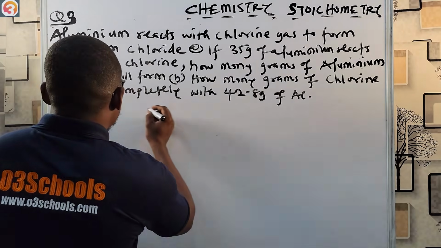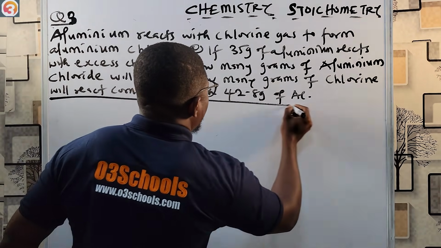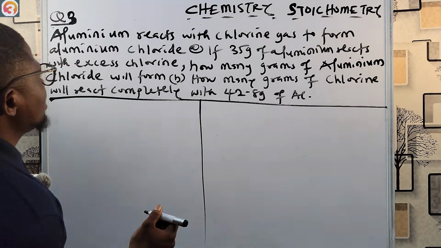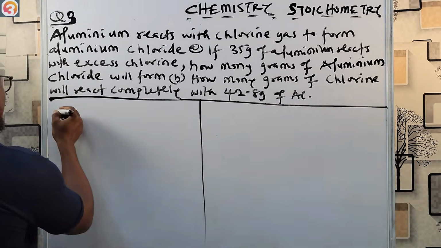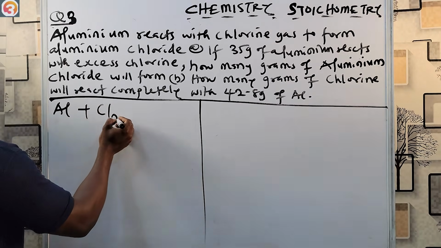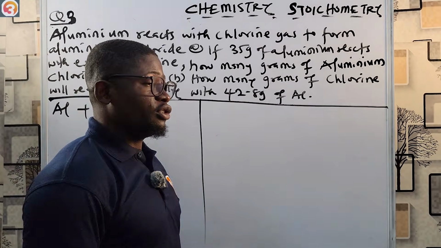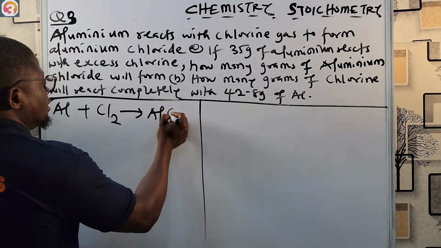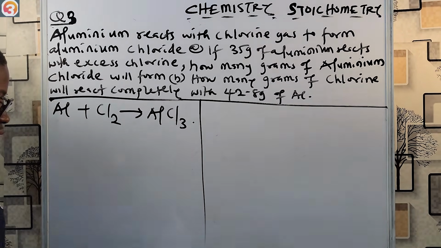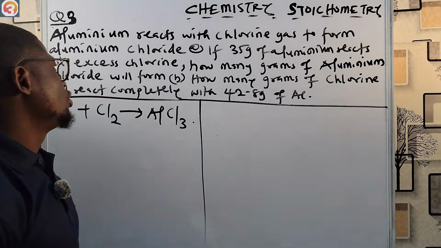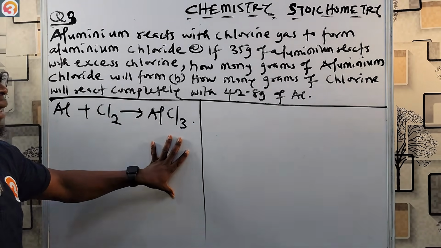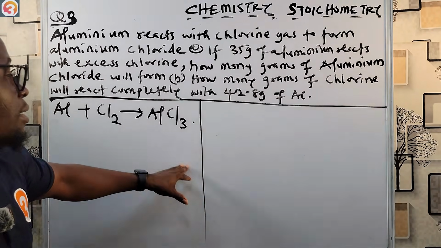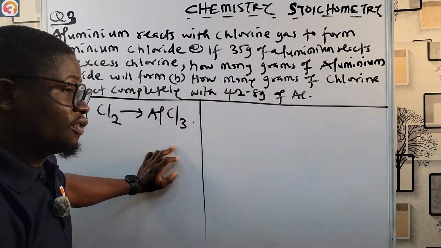Now we're given aluminium reacting with chlorine. This is Al reacting with Cl. Chlorine is a diatomic element. So this will give us AlCl3. This will be the reaction: aluminium reacting with chlorine to form aluminium chloride, AlCl3. You know why it's AlCl3 here? Aluminium has an oxidation state of 3.